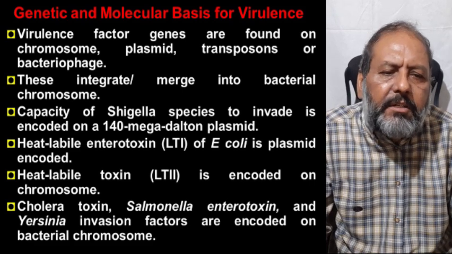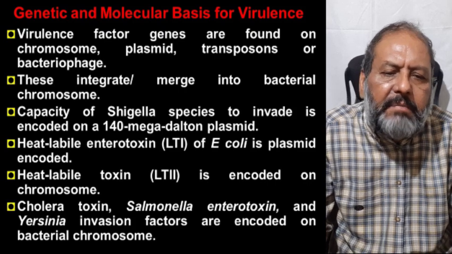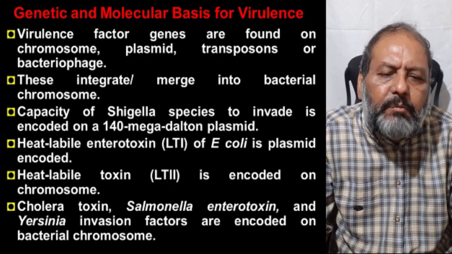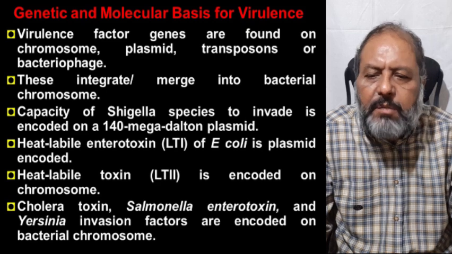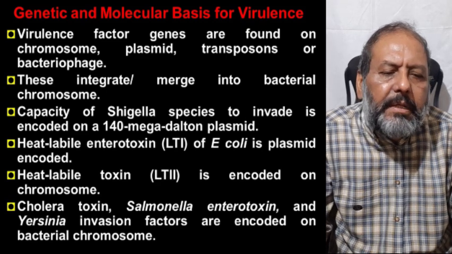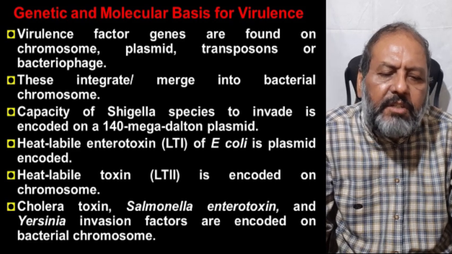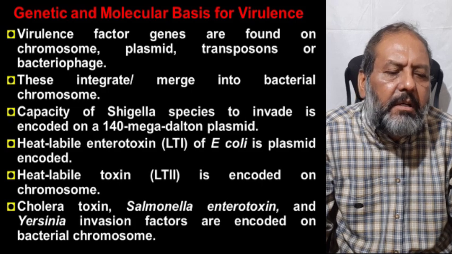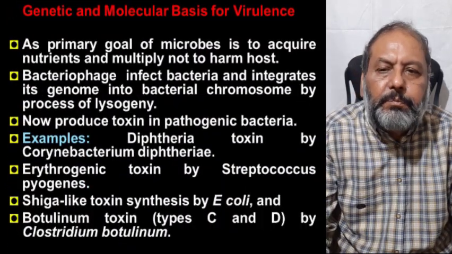The capacity of Shigella species to invade is encoded on a 140 megadalton plasmid. Heat labile enterotoxin LT1 of E. coli is plasmid encoded. Heat labile toxin LT2 is encoded on the chromosome. Cholera toxin, Salmonella enterotoxin, and Yersinia invasion factors are all encoded on the bacterial chromosome.